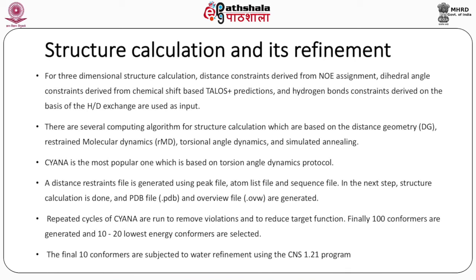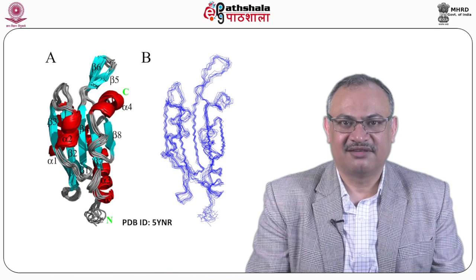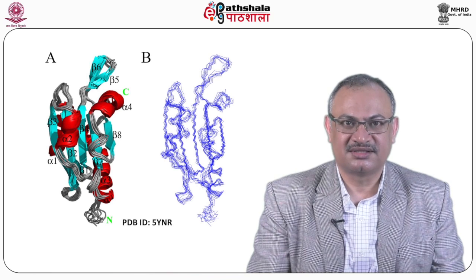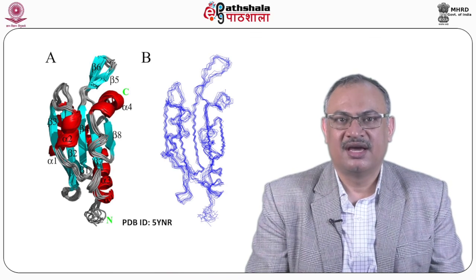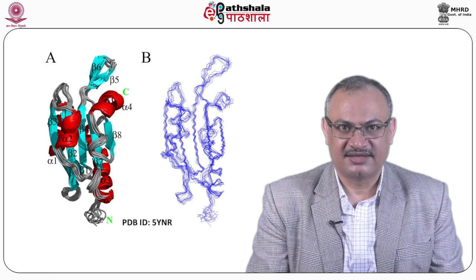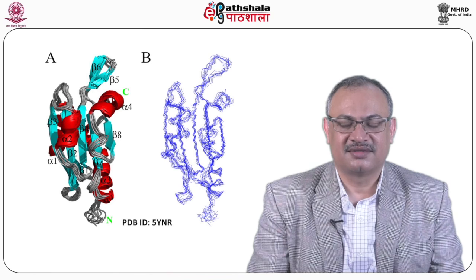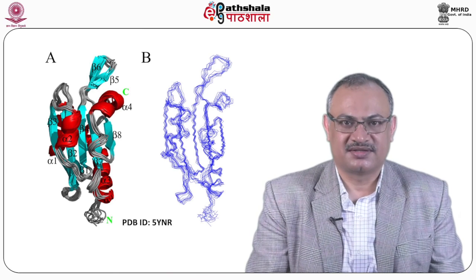The final 10 conformers are subjected to explicit water refinement using the CNS 1.21 program. Doing all this process, we arrive at an ensemble of structures, and this ensemble representing the NMR solution structure of C. elegans GMF is shown in the figure as A and also as B. In A it is shown as a ribbon diagram and in B it is shown as the backbone traces.